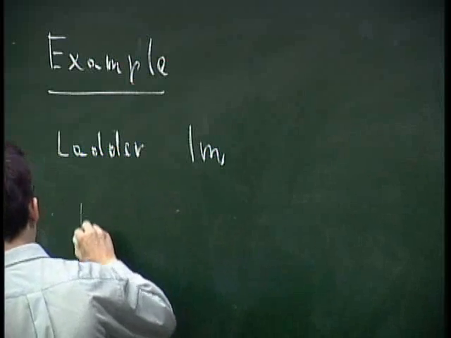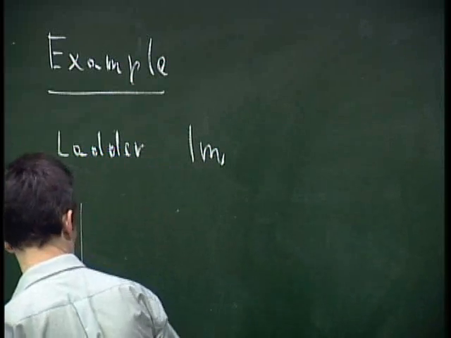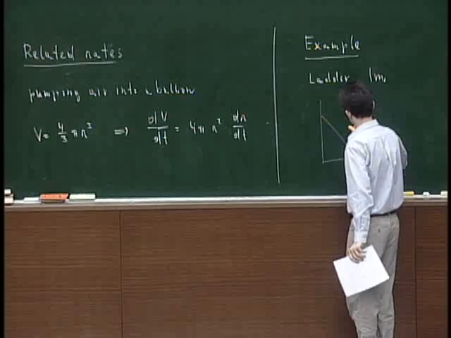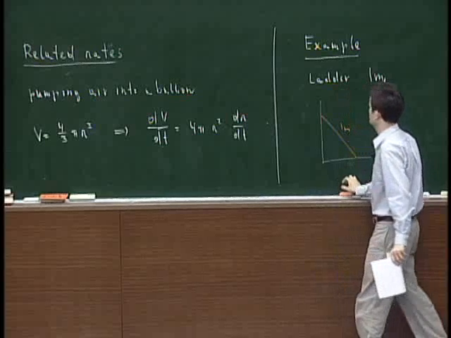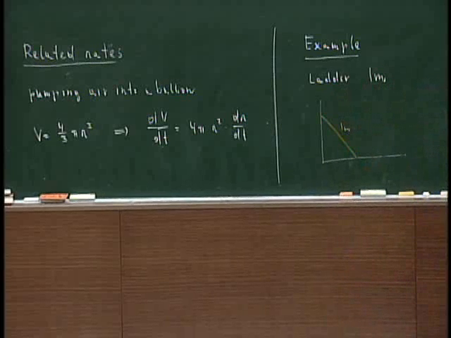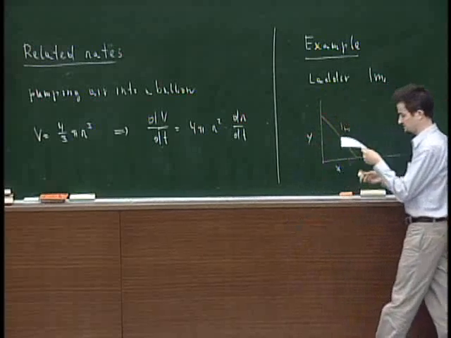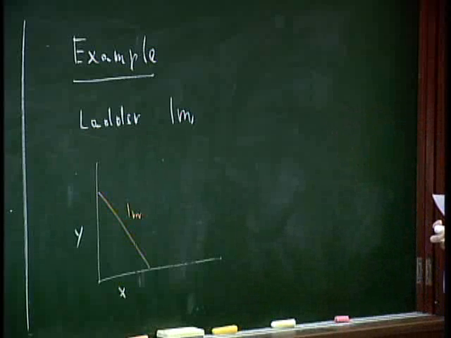So maybe let's already draw a picture. So we have this ladder, which has height 1 meter and rests against the wall. Let's denote this distance by x and this distance by y. Now what you know is that the ladder slides away from the bottom of the wall at the rate of, let's change this to, 1 decimeter per second.